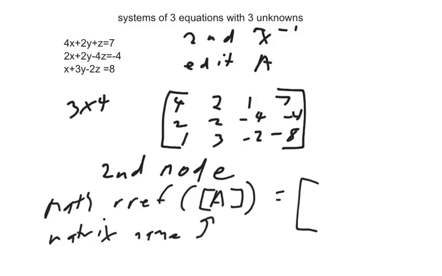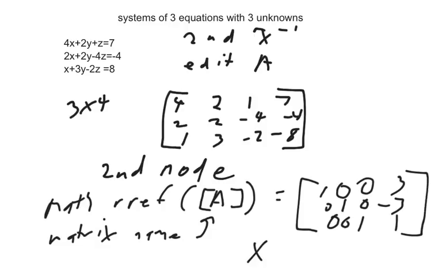and you will see a matrix after you hit enter again that looks like this: 1 0 0 3, 0 1 0 -3, 0 0 1 1. So that means x equals 3, y equals -3, and z equals 1.